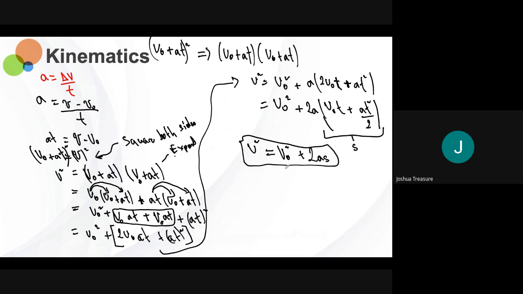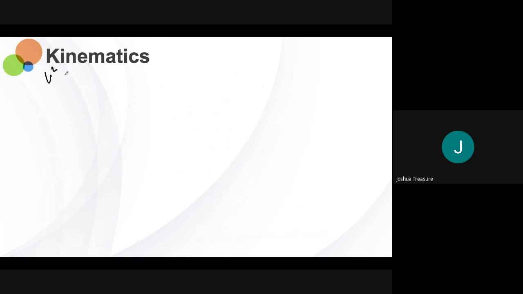Now, let's put it back around here. V squared equals V0 squared plus 2AS. Now, what if we want to find S? What's the first step in finding S, or the displacement? Get rid of the square, sir. All right, so get rid of the V0. Perfect. So how do you do that?